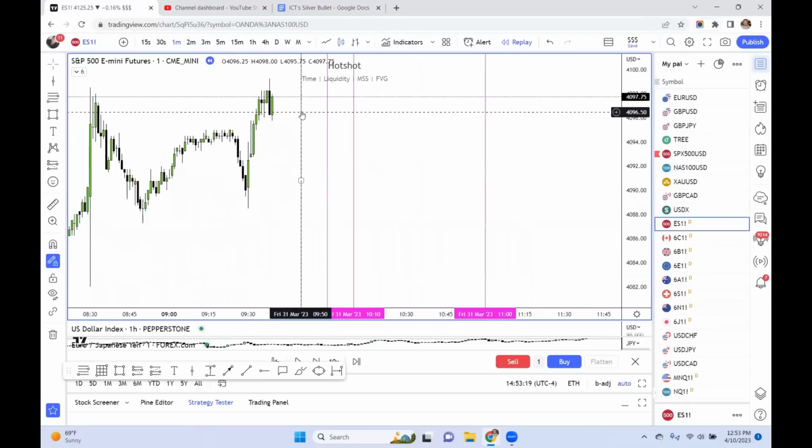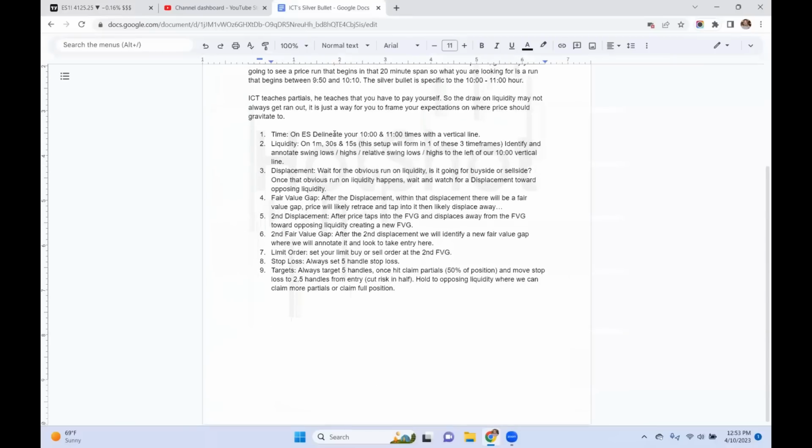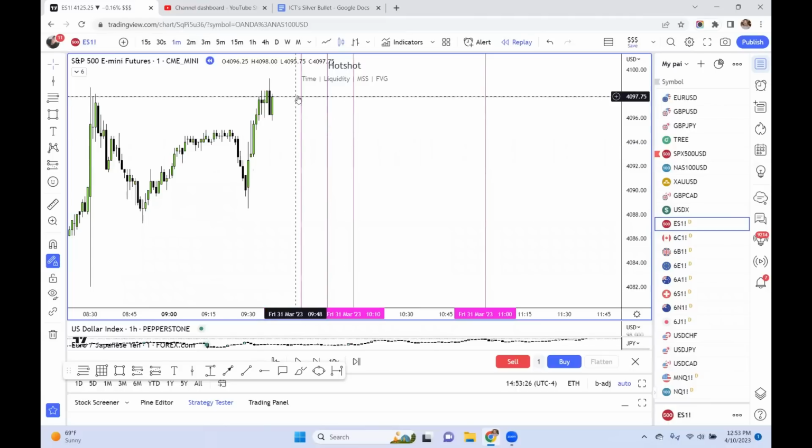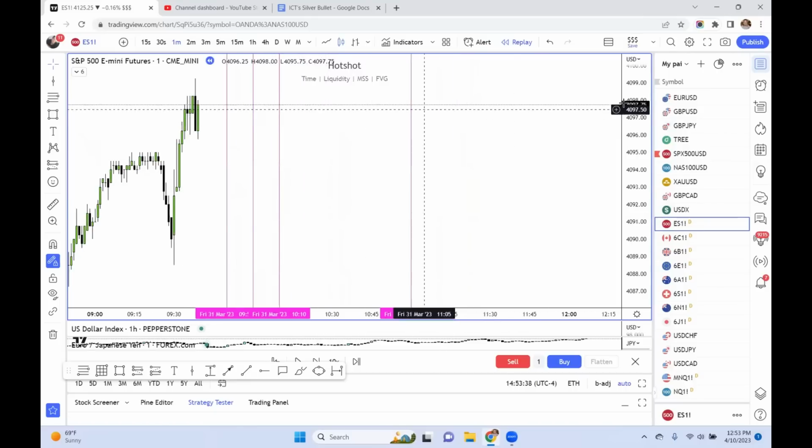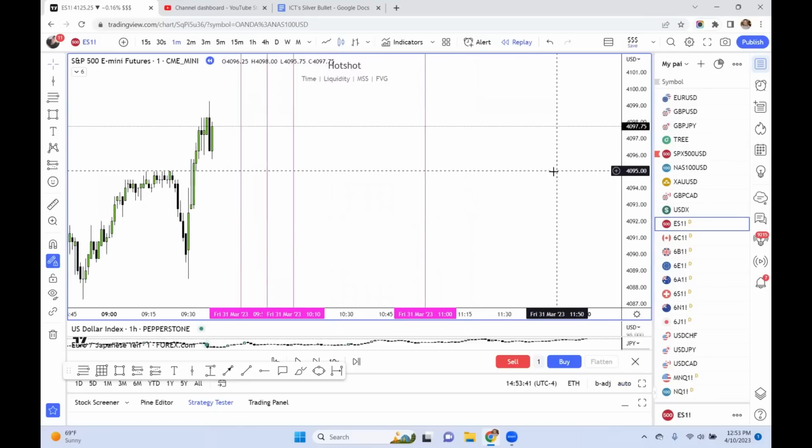So the step one for this is time. So on ES, you want to delineate your 10 and 11 times with a vertical line. And that's what we did right here. Boom. Wait, that's 9:50. 9:50 to 10:10, this is where the macro begins, but right here to right here. Now, this is not necessary. I mean, you can do it if you want to. I'm just doing it for the video sake so we can demonstrate this, right?